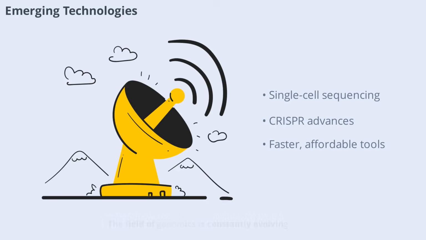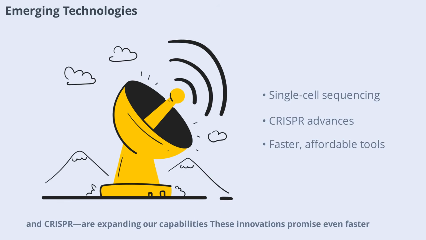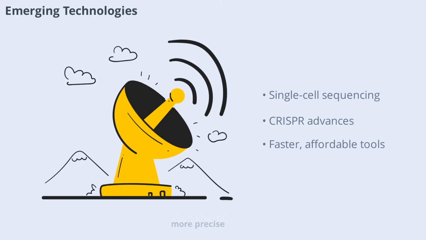The field of genomics is constantly evolving. New technologies like single-cell sequencing and CRISPR are expanding our capabilities. These innovations promise even faster, more precise, and more affordable tools for infectious disease research and control.